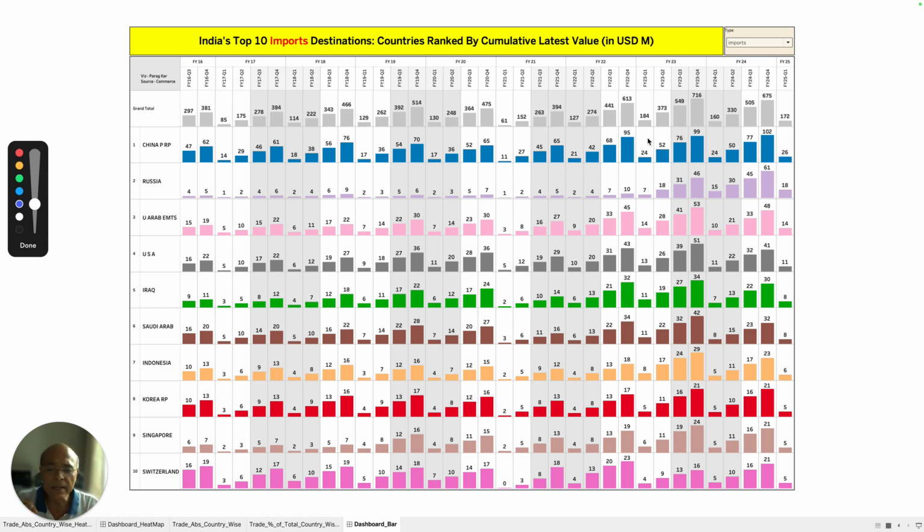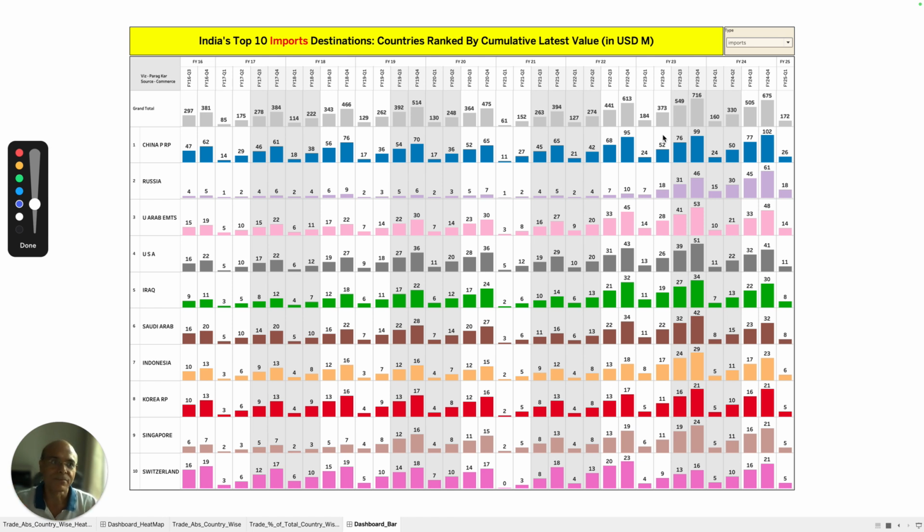Now, if you look at the imports from China, you will find a consistent trend of increase. In FY21, we did $65 billion. Then in FY22, we did $95 billion. Then FY23, we did $99 billion. And FY24, we have done $102 billion. So there has been a consistent increase, and if you go back to earlier financial years, you will see a similar trend. This is very important: our dependency on China is increasing year by year.